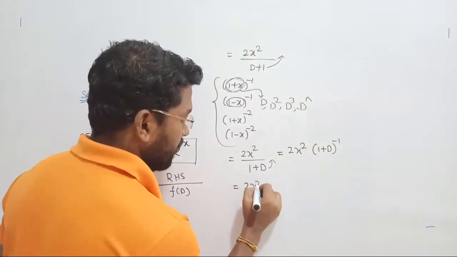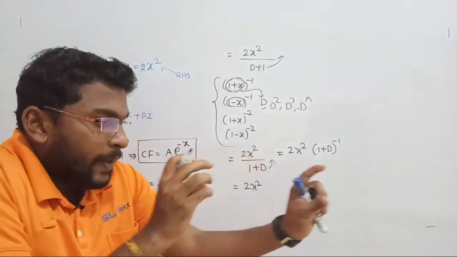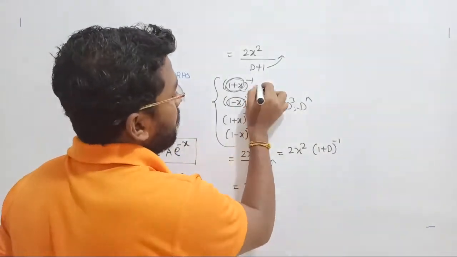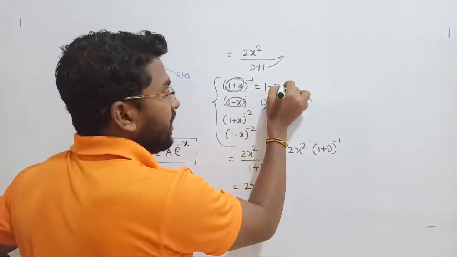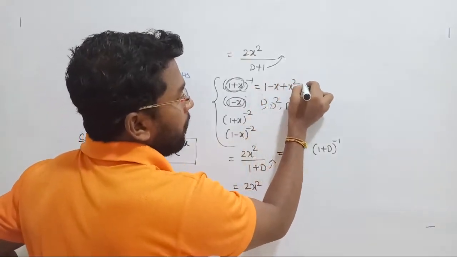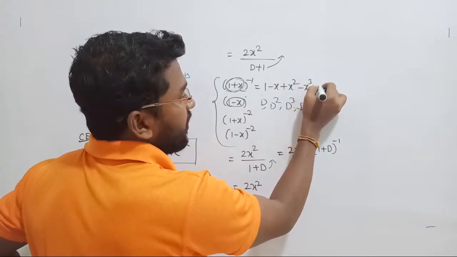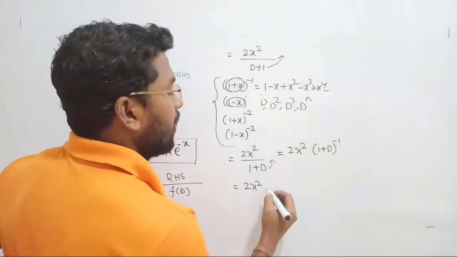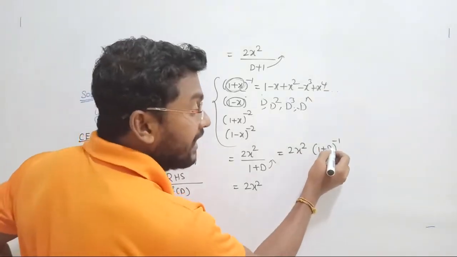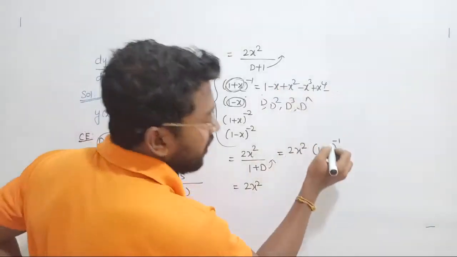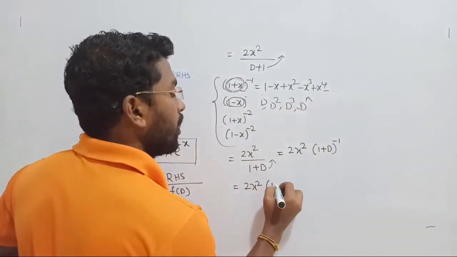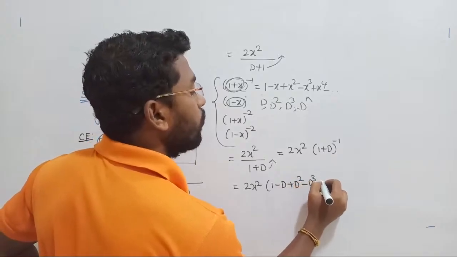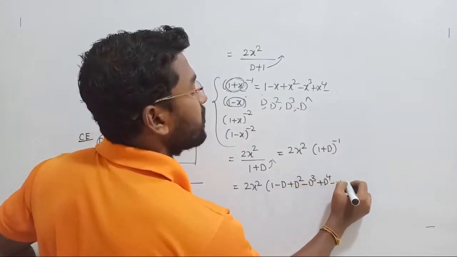So 2x square. Now tell me, what is the expansion of 1 plus x whole inverse? 1 plus x whole inverse can be written as 1 minus x plus x square minus x power 3 plus x power 4 minus etc. Do you all agree with me? Yes. In the same way, if I do the expansion for 1 plus d, instead of x I have d. Now what is the correct solution? It is going to be 1 minus d plus d square minus d cube plus d power 4 minus etc.